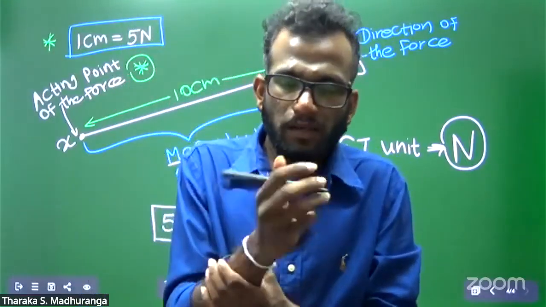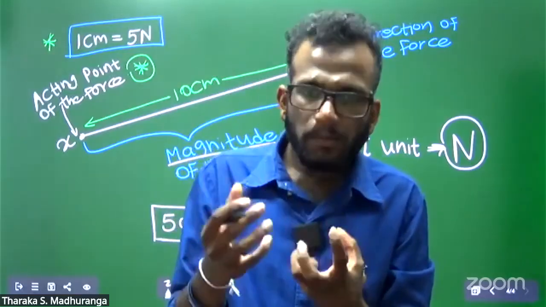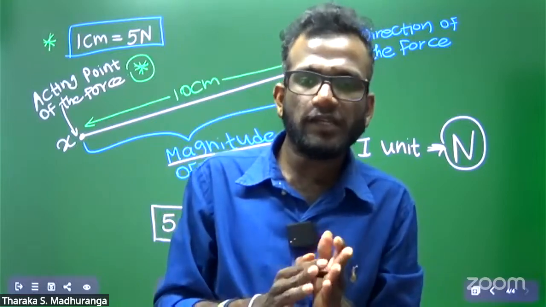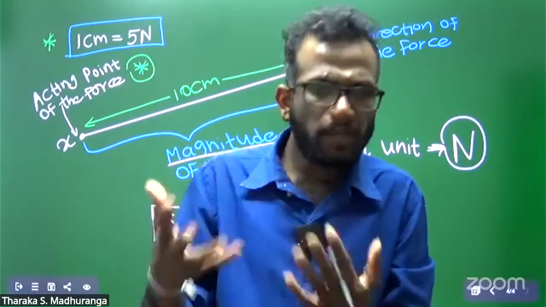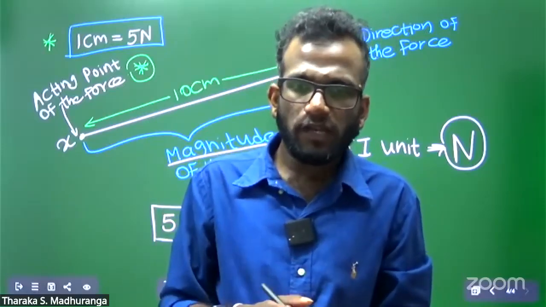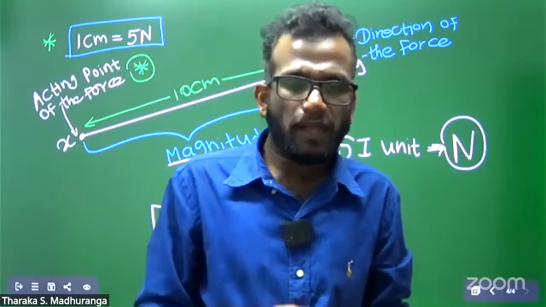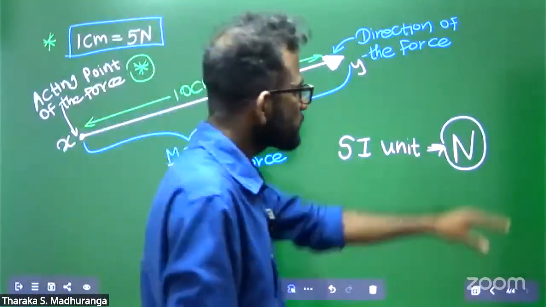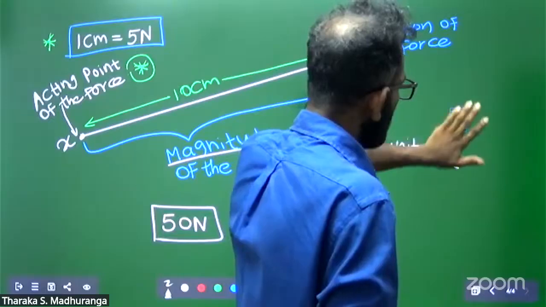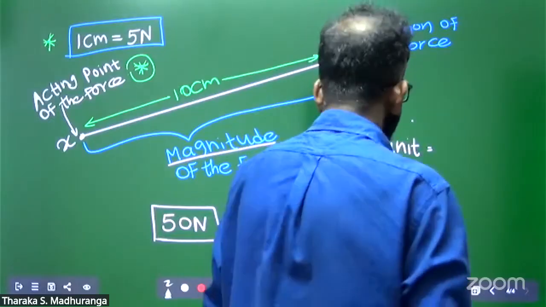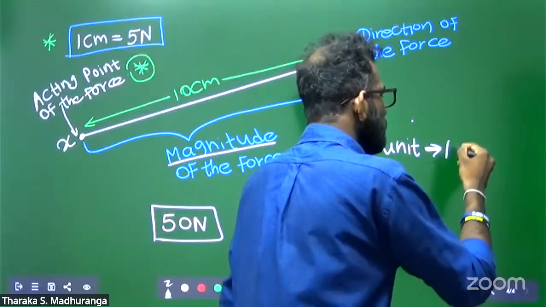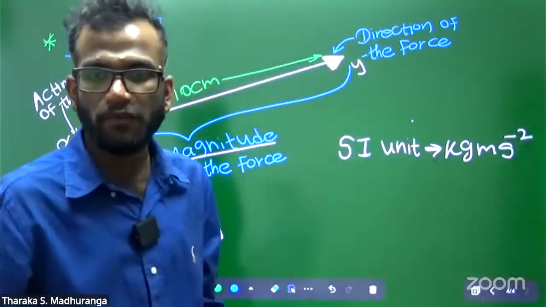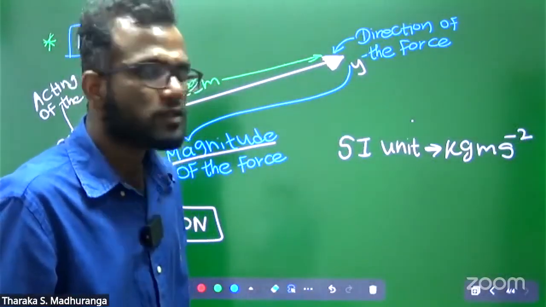That means Isaac Newton is the scientist who explained many theories related to forces. That's why actually the force unit is not Newton. The actual unit of the force is kg ms minus 2. This is the actual unit of the force.